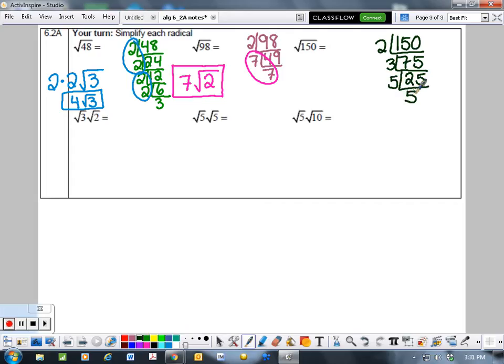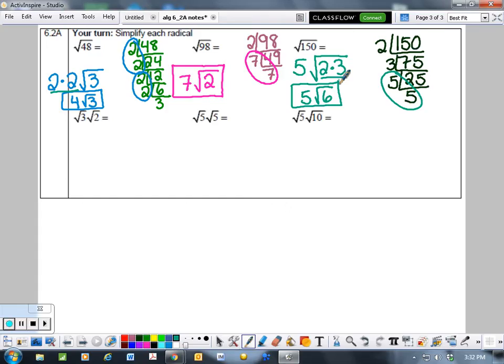So now that I have all my primes, I can go ahead and look for my doubles. So I've got 2 5's. So I get a 5 on the outside. And then 2 and 3 both don't have a pair. So they both stay on the inside. And remember, everything here is multiplication. So if it's left on the outside, it gets multiplied. If it's on the inside, it gets multiplied. So my answer here is 5 square root of 6. And that's it for simplifying radicals that way.